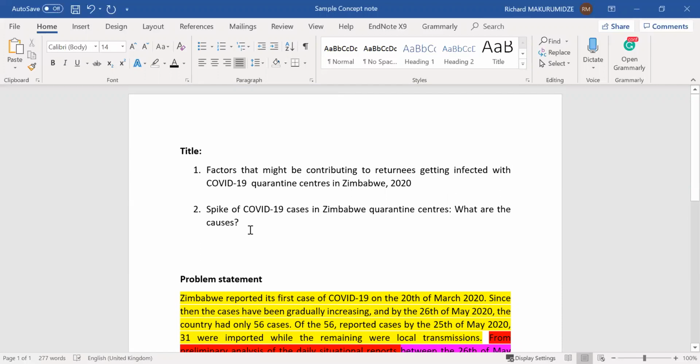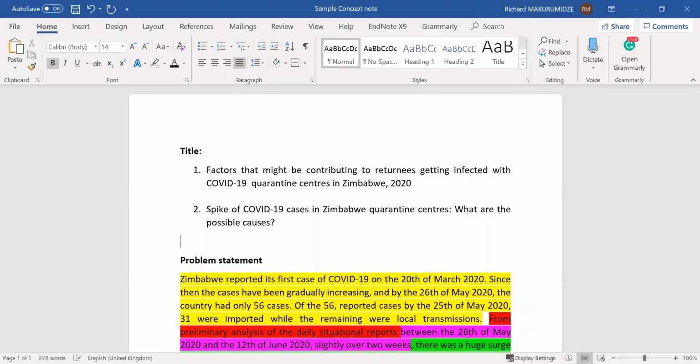For example: "Spike of COVID-19 cases in Zimbabwe quarantine centers: What are the possible causes?" Remember, you also need to make sure your title is interesting for someone who is reading it. Or you can have your title exactly as you are describing your objective. But in most cases, you need to make your title attractive, so that when people see your paper or article, they like to read it because they find something interesting about it.